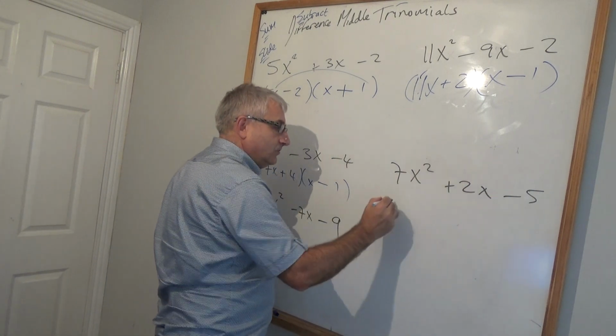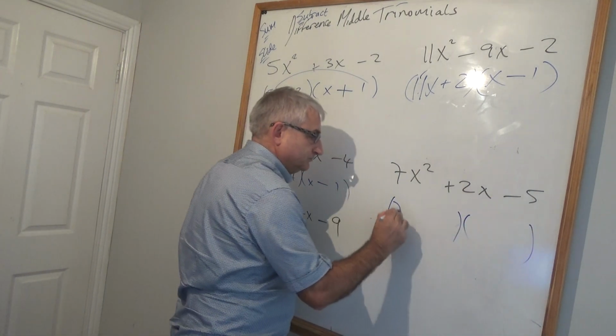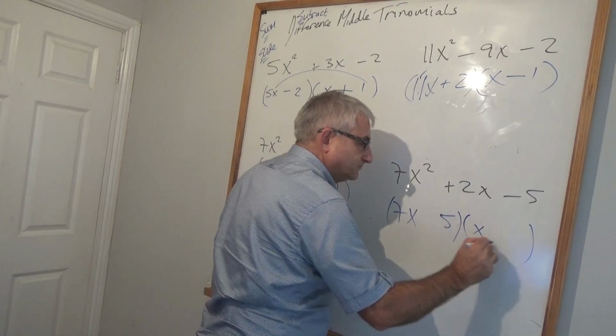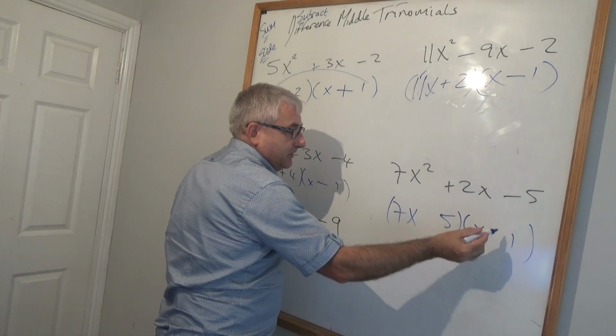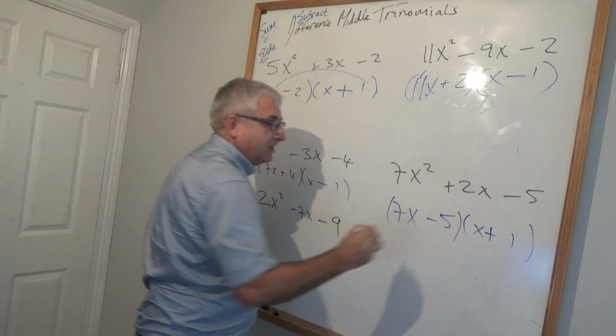7 take away 5 is 2. Slide the 5. 7x is big, wants to be positive. This has to be negative.